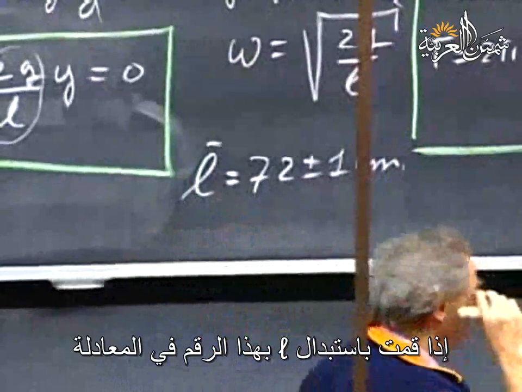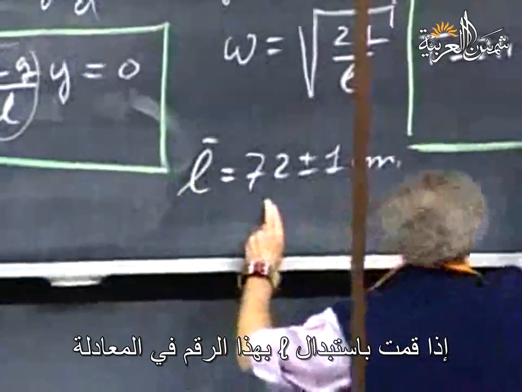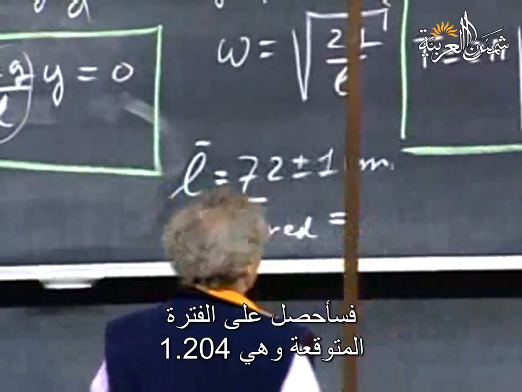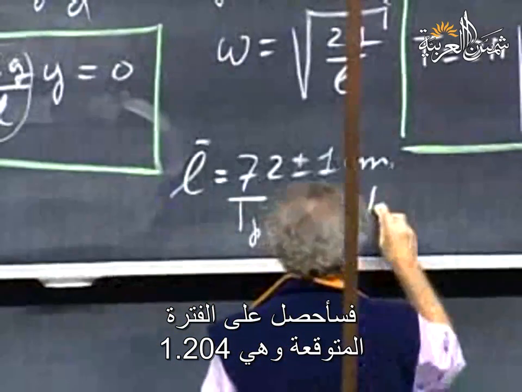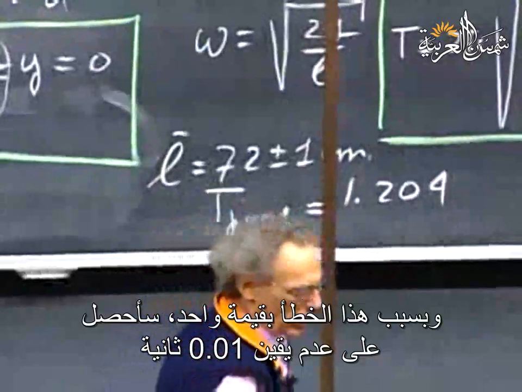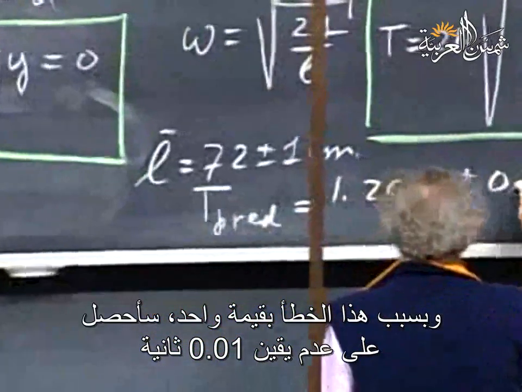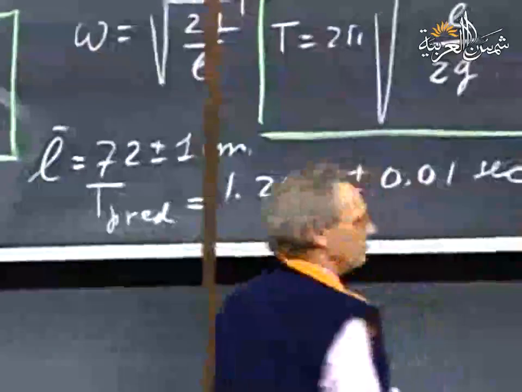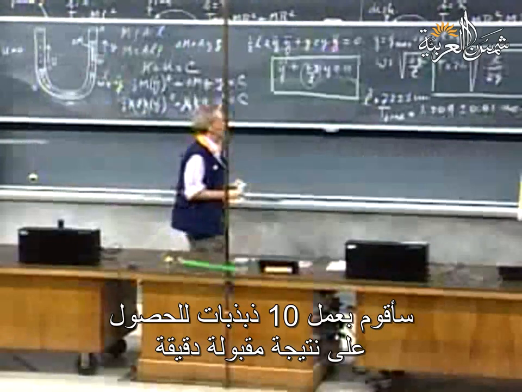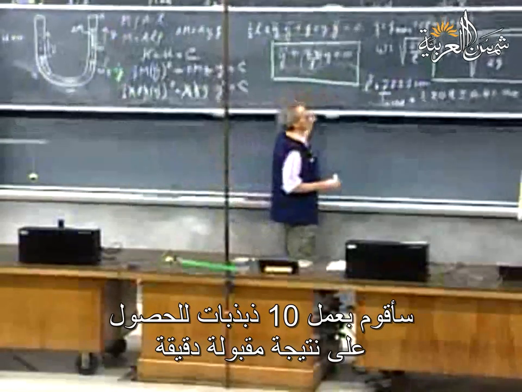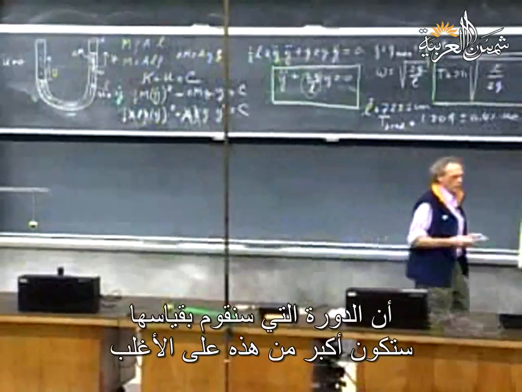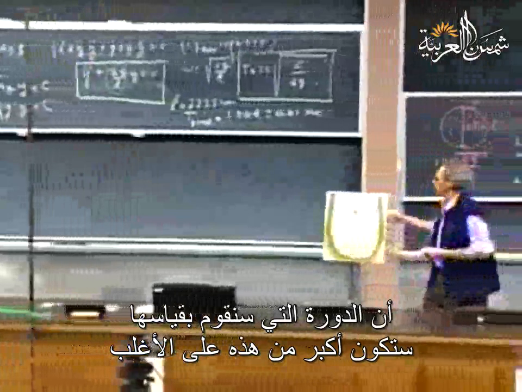If I use this number for L, and I substitute it in this equation, then I find my predicted period, which is 1.204, and because of this error that I have of 1, that would give me an uncertainty of about 0.01 seconds. However, before we start measuring it, and I will do 10 oscillations to get a reasonably accurate result, I want to warn you. I make a prediction that the period that we will measure will probably be larger than this.